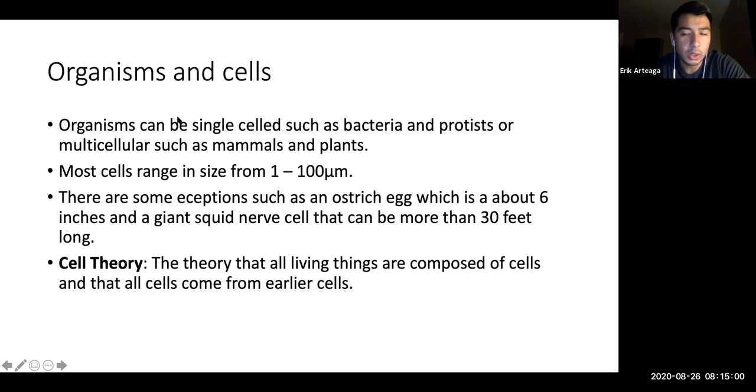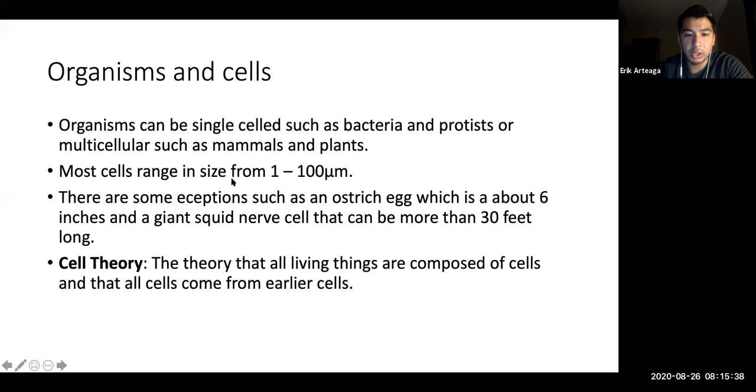Okay. Organisms and cells. Organisms can be single-celled, such as bacteria and protists, or multicellular, such as mammals and plants, right? So you can have single-cell organisms, right? We should already know this. Bacteria, small eukaryotes, those are all going to be single-cell, right? And we do know that we have multicellular organisms, such as ourselves, your dog, elephants, right? Whales, plants, okay? Even fungi, which we'll get into a little bit later when we talk about fungi.